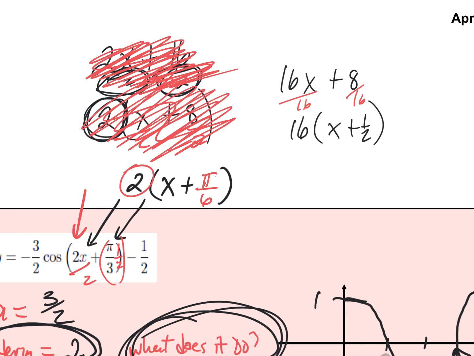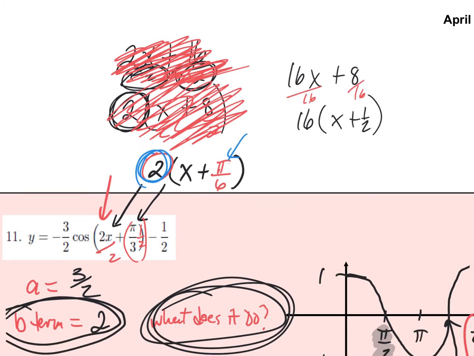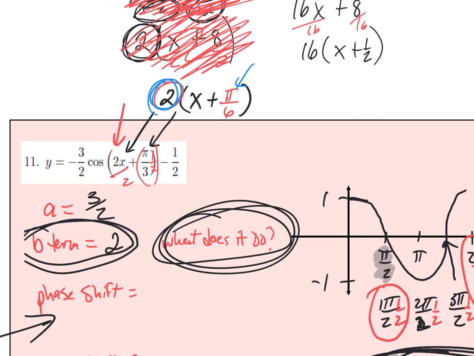Okay. That is one of the hardest things. It's factoring in that weird way. That gives us the b term and the phase shift. But I bet a lot of you just wrote pi over 6. That is wrong. Can you be more specific? Yes? You are correct. Left pi over 6.